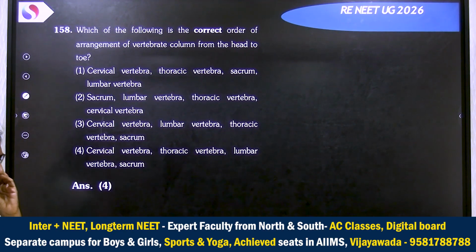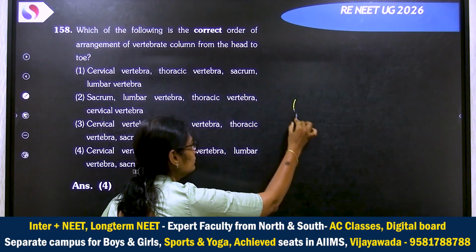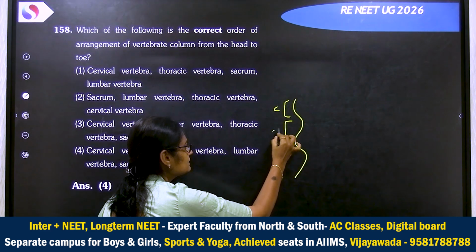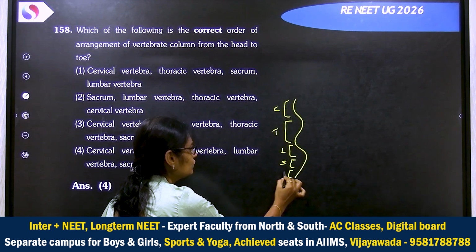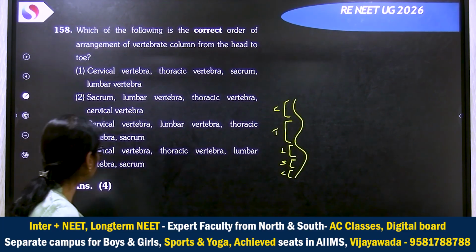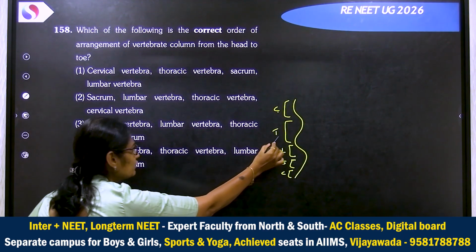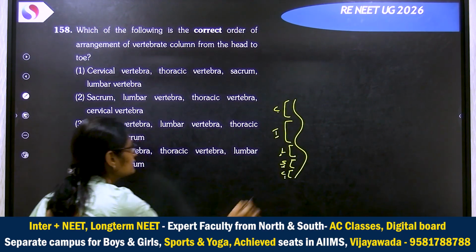Some 2 questions they gave were related to Hardy-Weinberg equilibrium calculations. Apart from that, it was an easy paper. So, the vertebral column from the head to toe they gave. This is the cervical region, this is the thoracic region, this is the lumbar region, then the sacrum as well as the coccyx. C represents cervical, T represents thoracic, L represents lumbar, S represents sacrum, C represents coccyx.